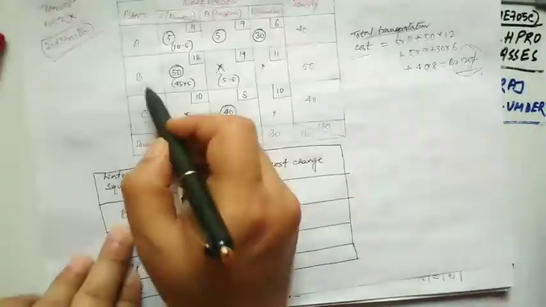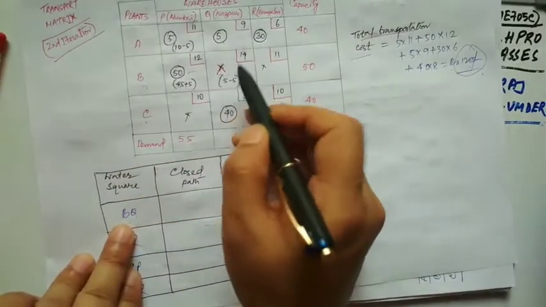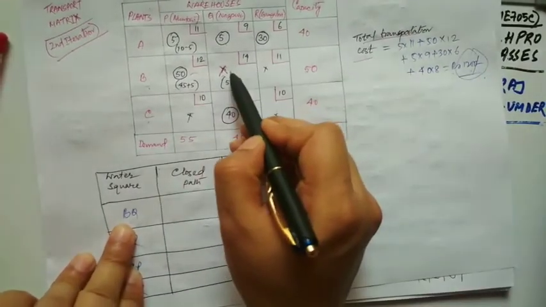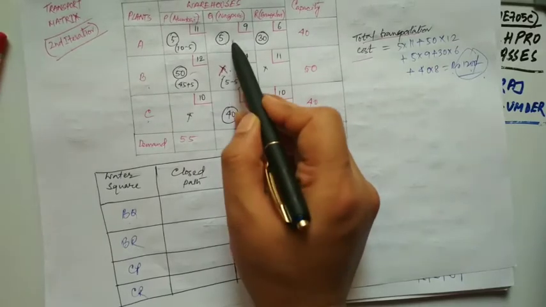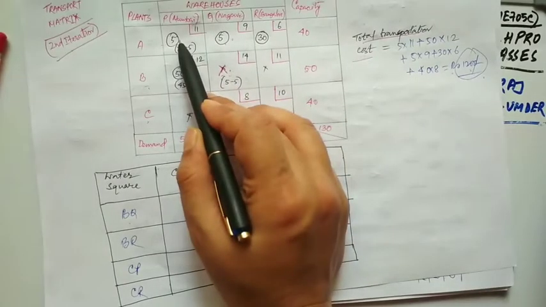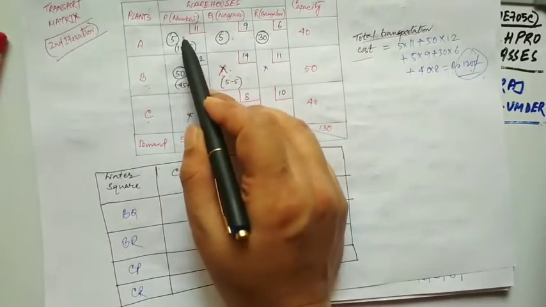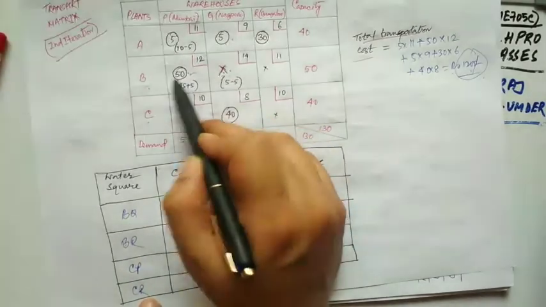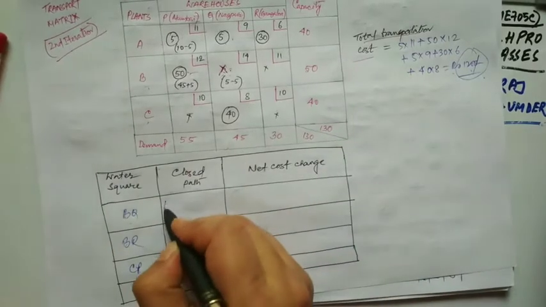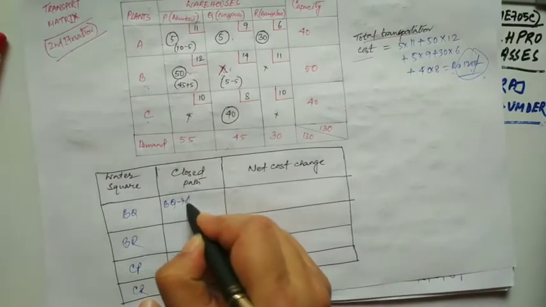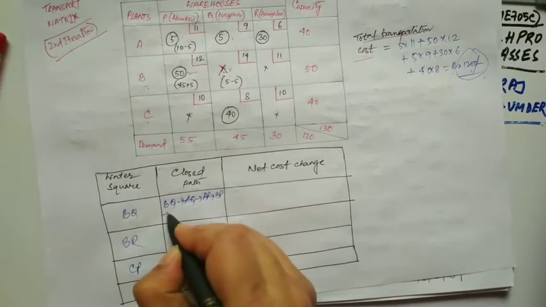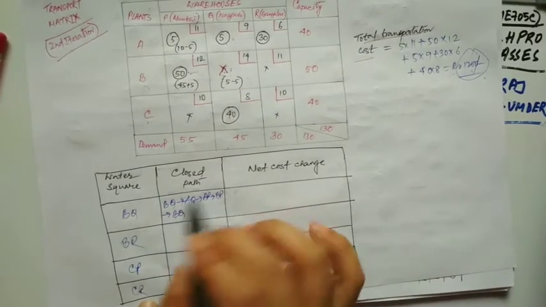So for BQ we have the closed path. You know how to calculate the closed path. Starting from BQ, we go to AQ, then take a turn to AP, as this is allocated, then take a turn to BP, then come back to the original position BQ. So the path is BQ, AQ, AP, BP, BQ.